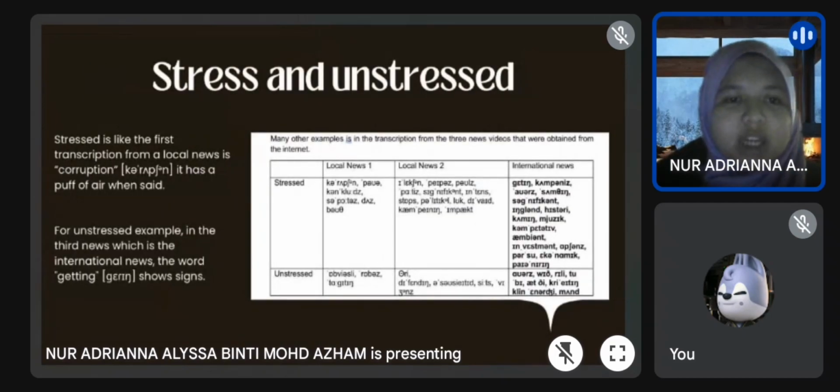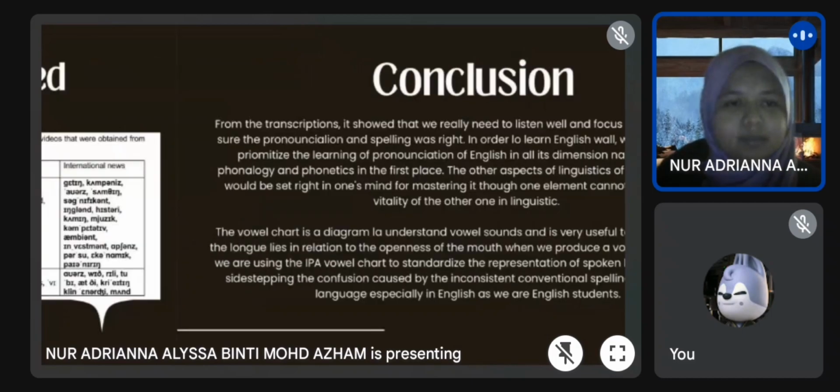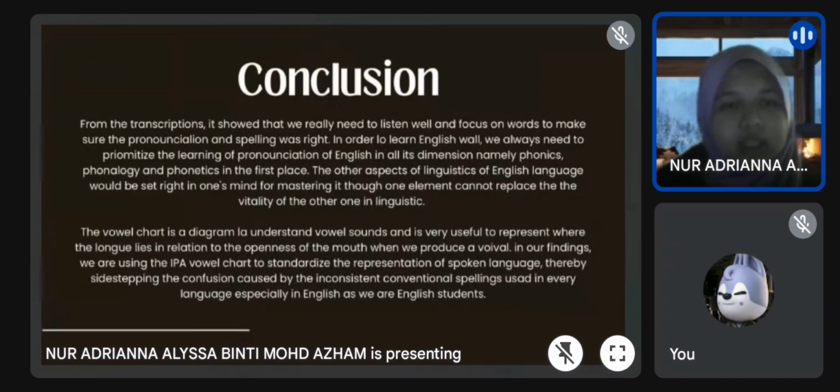The next one, we have stress and unstressed. Stress is like the first transcription from a local news, which is corruption, where it has a puff of air when we say the word. For an unstressed example, we can see it on the third news, which is the international news or BBC news. The word getting shows signs of an unstressed word. So that's all for the analysis, and now we're going to the conclusion.